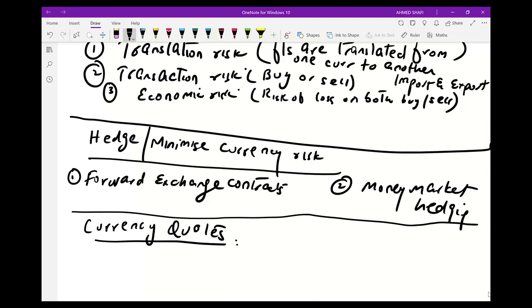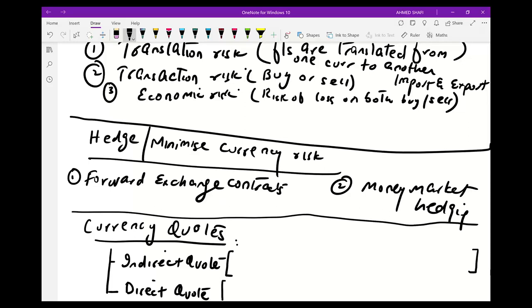Now, as far as quotes are concerned, there are two types of currency quotes. One is called indirect quote, and one is called direct quote. You must memorize three things with respect to each quote in order to be able to solve the question properly.